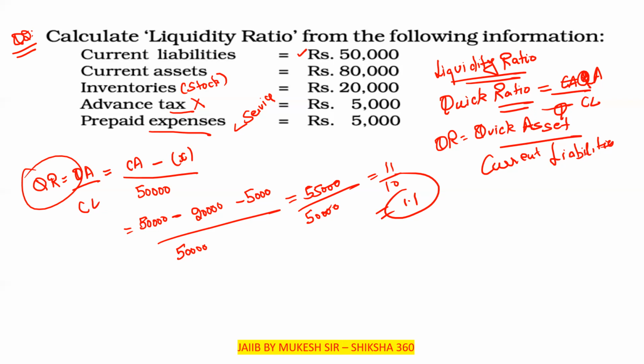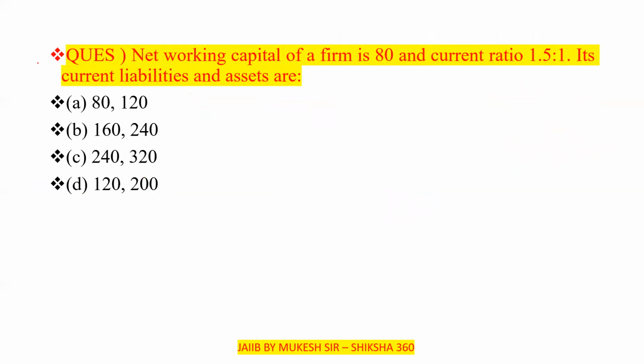Now move to the next one. Last question. I have already discussed this question yesterday in the group also, but some students still have doubt, so I will discuss it once again here so that all of you are able to understand it properly. What is the question here? Net working capital of a firm is 80 and its current ratio is 1.5:1. What are its current liabilities and assets?